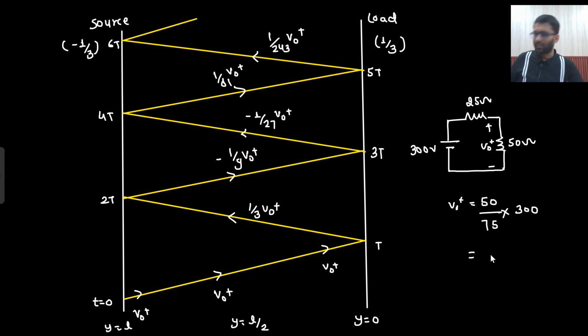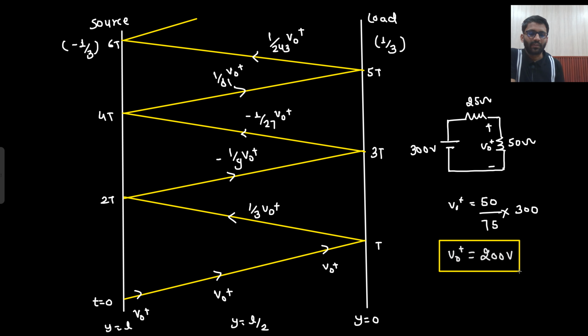So what you are getting? Just a second. Yeah, so this will be 200 volt. Actually, this was a very easy calculation only. Needlessly, I was using calculator. So yeah, V naught plus is 200 volt. So now basically from here 200 volt was going, then 200 volt by 3, then minus 200 volt by 9, then 27 in that manner.